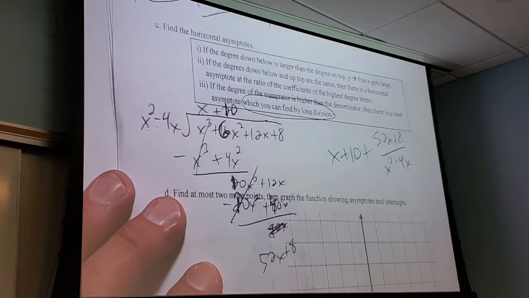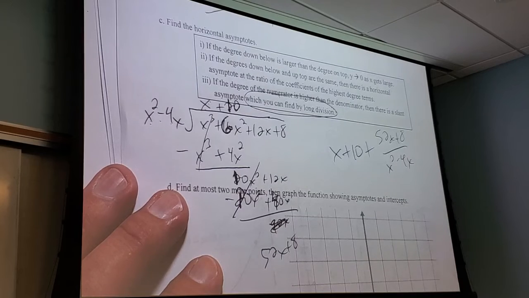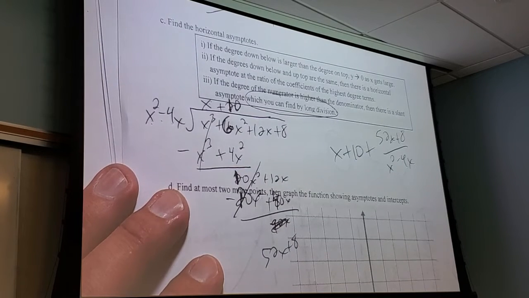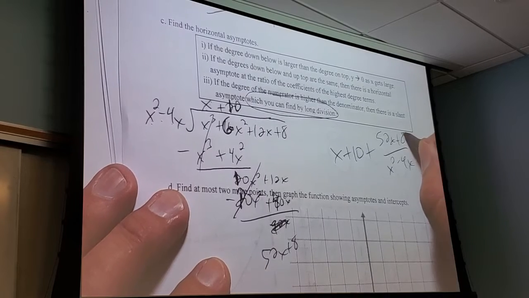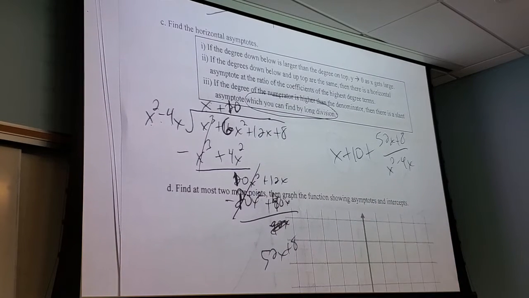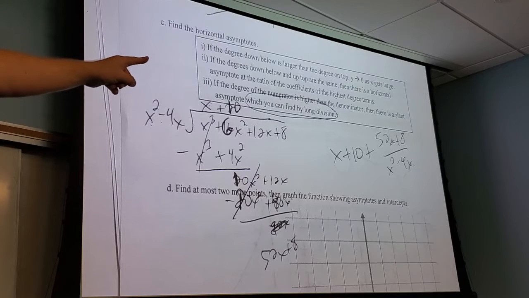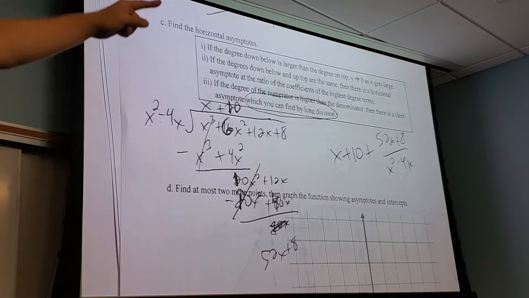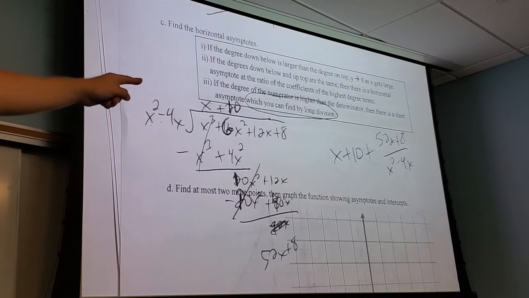Is that what you guys got? Okay, now watch this. Can somebody tell me again, horizontal asymptotes are all about letting x do what? It's a little bit open-ended of a question, but horizontal asymptotes are all about what the function looks like when x gets really, really, really big, positive or negative.